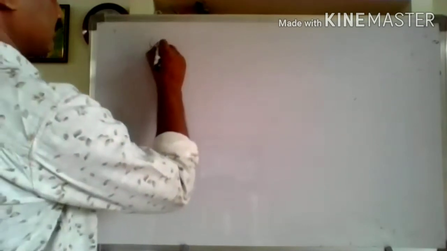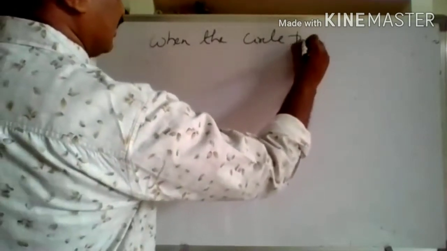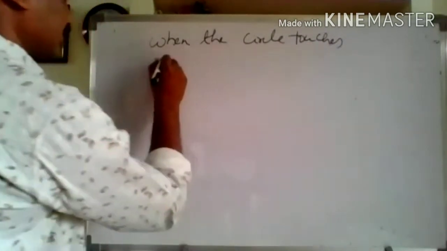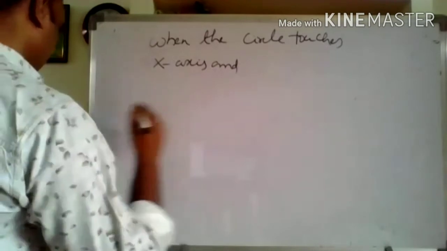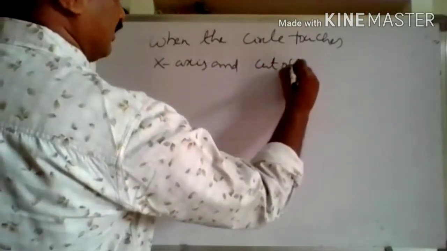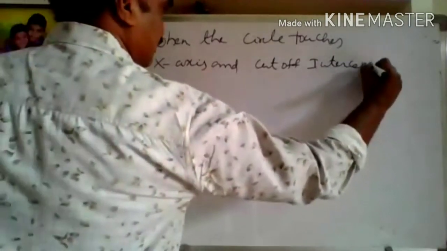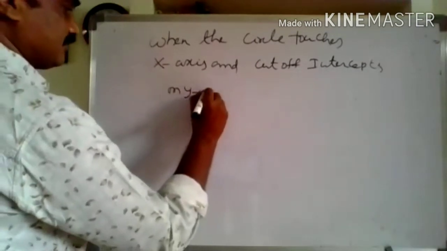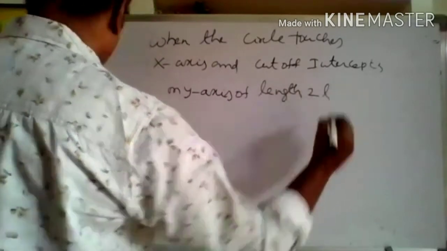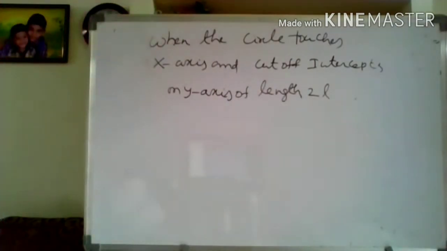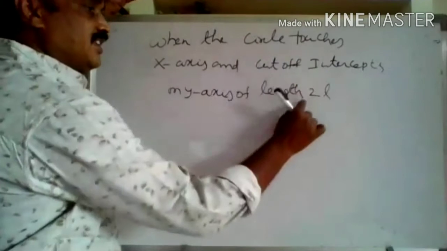Next case: when the circle touches the x-axis and cuts off an intercept on the y-axis of length 2L.